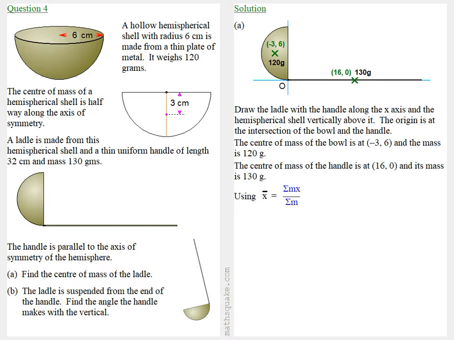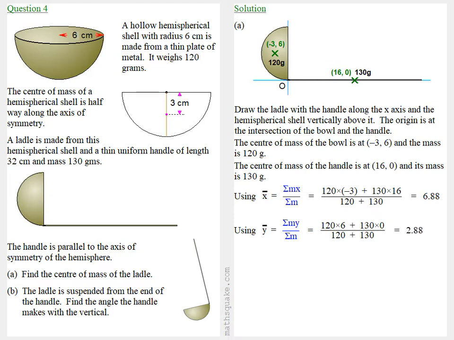Using x bar is equal to the sum of the mx's over the sum of the m's, we've got x bar is equal to 120 times -3 plus 130 times 16 all over 120 plus 130. And that works out to be 6.88. Using y bar is equal to the sum of the my's over the sum of the m's, we've got y bar is equal to 120 times 6 plus 130 times 0 over 120 plus 130, which works out to be 2.88. So the centre of mass is at (6.88, 2.88) centimetres.